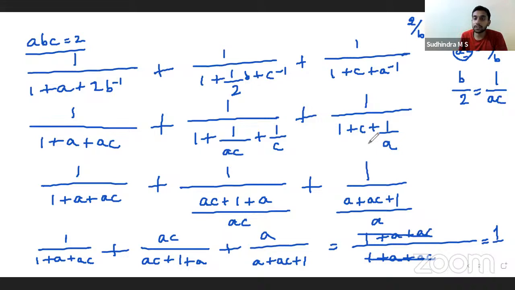So everything was there in the first step. We have to write 2b to the power of minus 1 and 1 by 2b in terms of the abc equal to 2 requirement. If we get that, then it's just simple simplification of the problem. Okay, so the answer is 1.